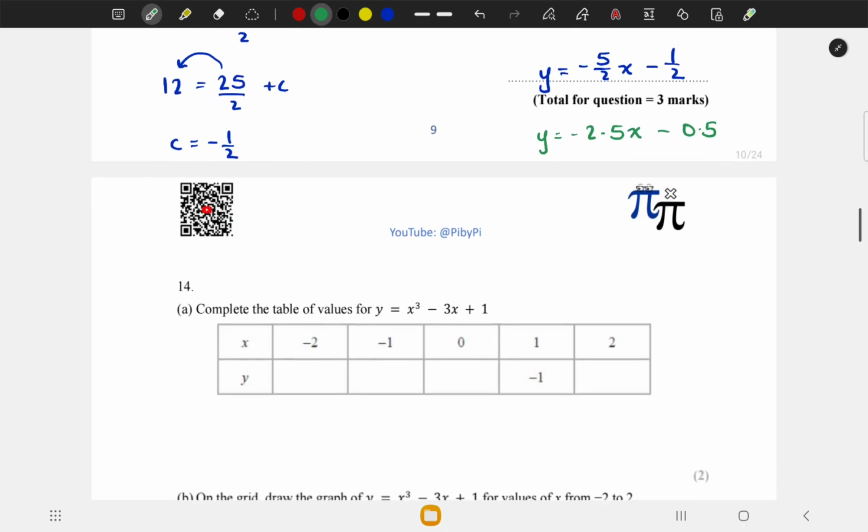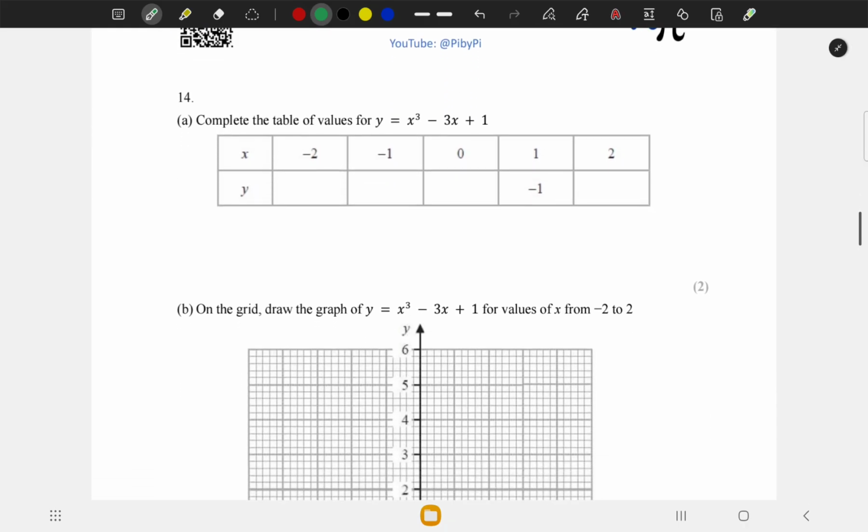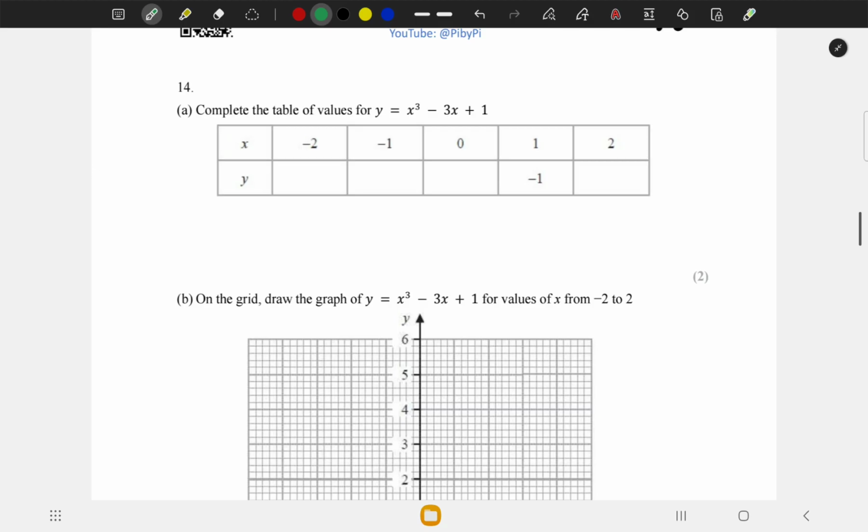Okay, moving on to the next question. You're being asked to complete the table of values for y equals x cubed minus 3x plus 1. All I'm going to do is substitute each one of these into that equation. So for instance, for the first one, y is equal to, I'll put -2 in place of x: -2 cubed minus 3 times -2 plus 1. So all I've done is replace my x's with this particular value. Upon doing that, I'm going to get -1.